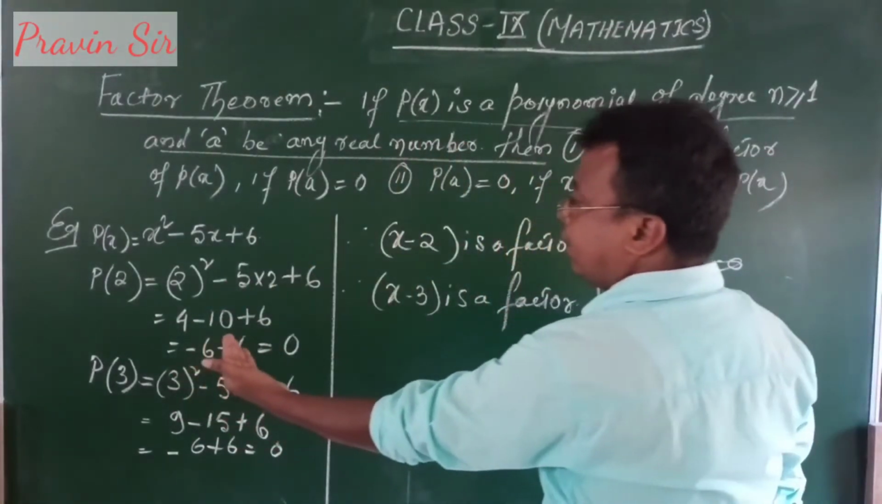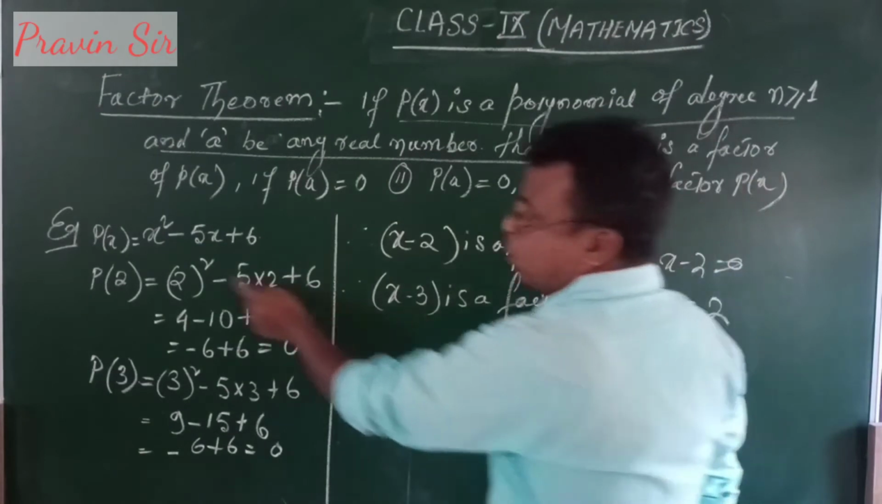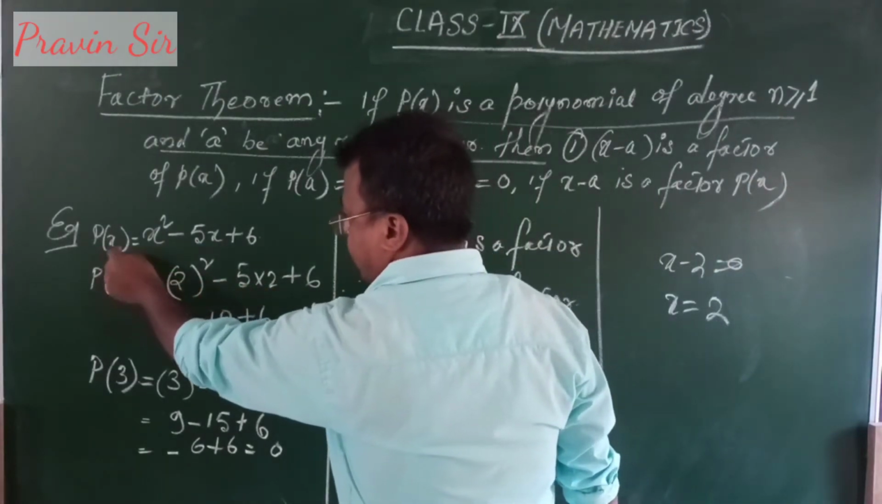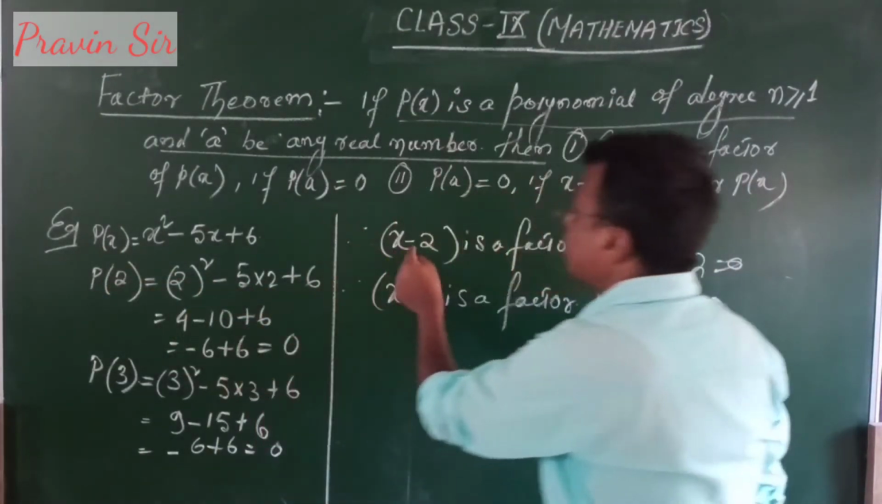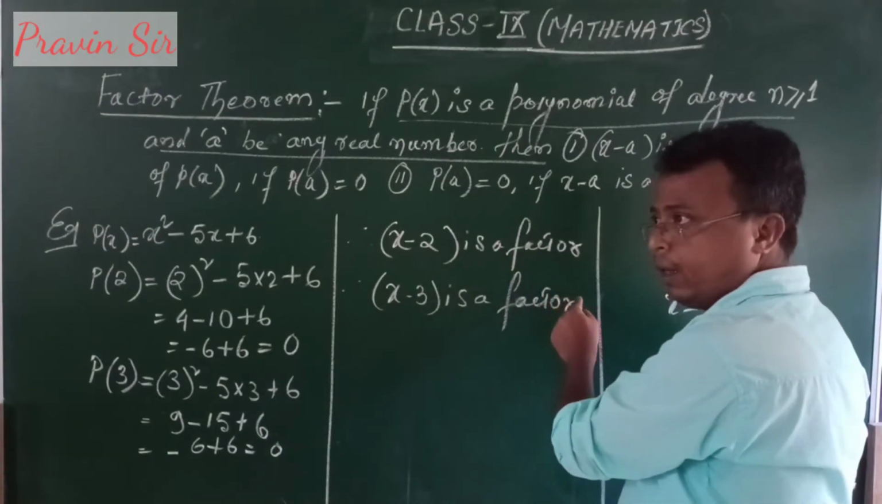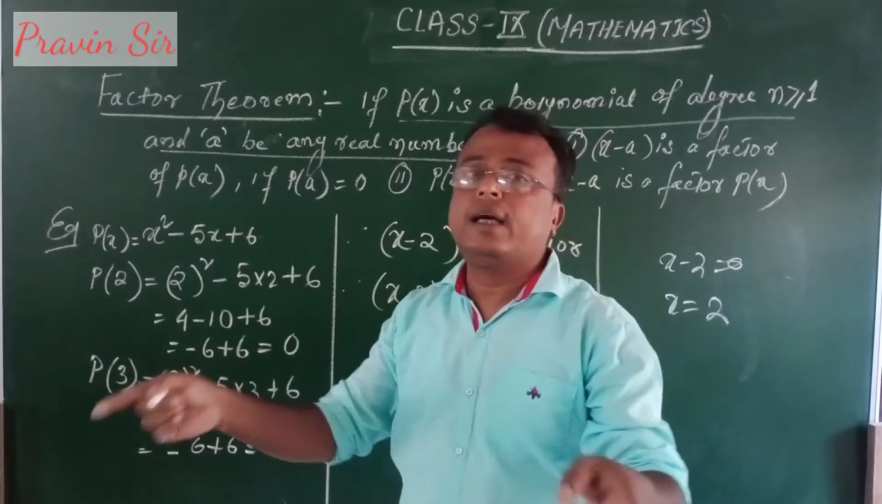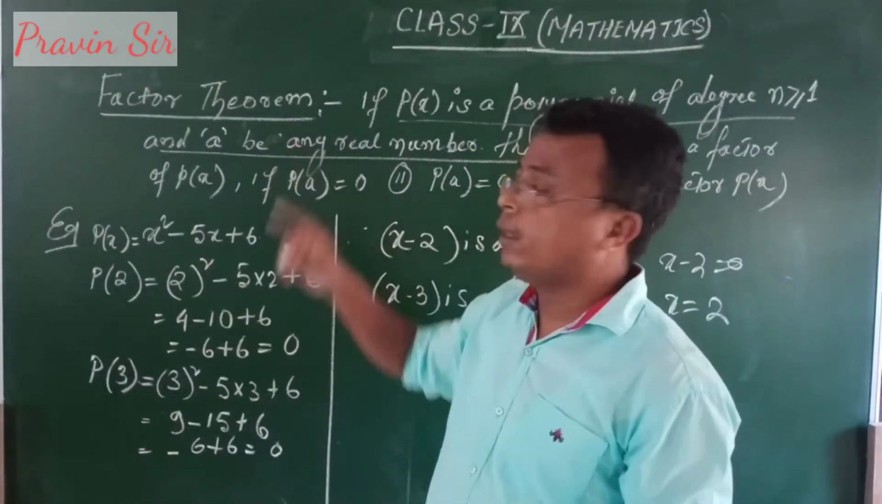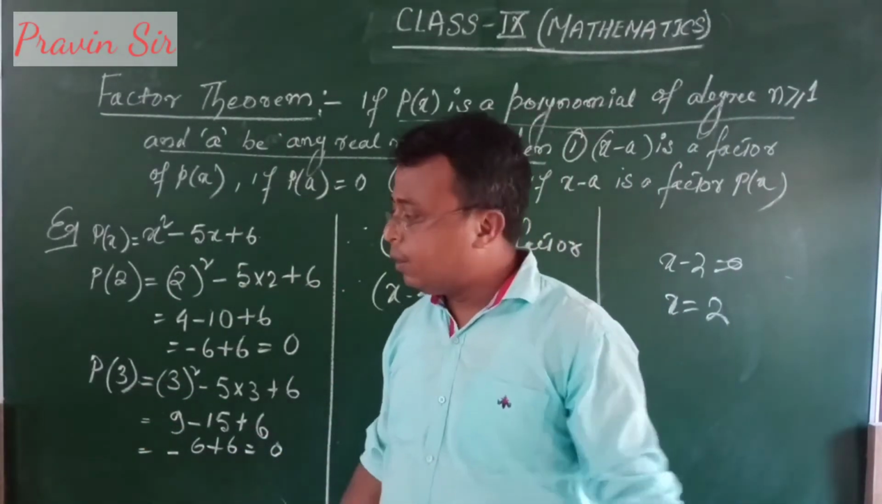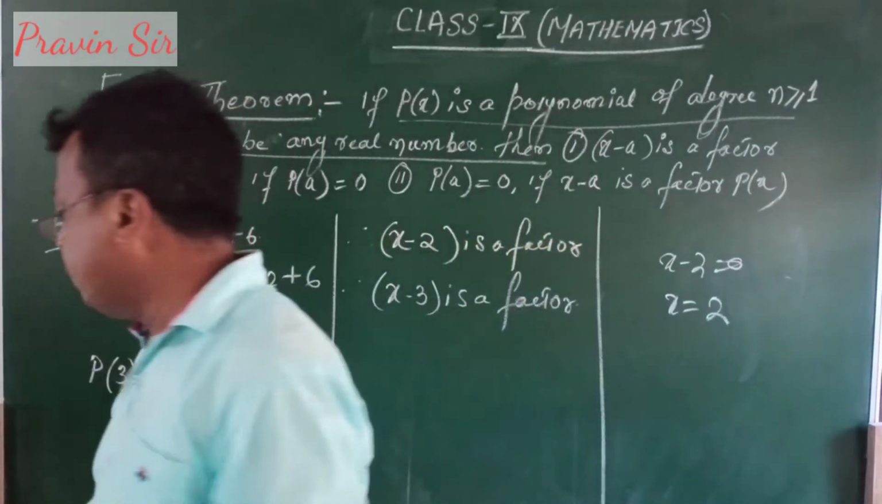ऐसा होने से ये होता है. 2 अगर after putting 2 you are getting answer 0 means x minus 2 is a factor. Okay, if x minus 2 is a factor, then if you put 2 here, then you will get the answer what? 0. That is the factor theorem. Okay, it will be more clear to you if we will do some questions.